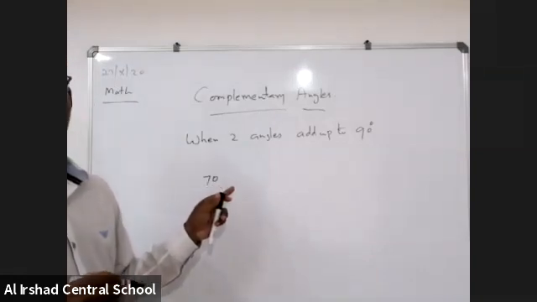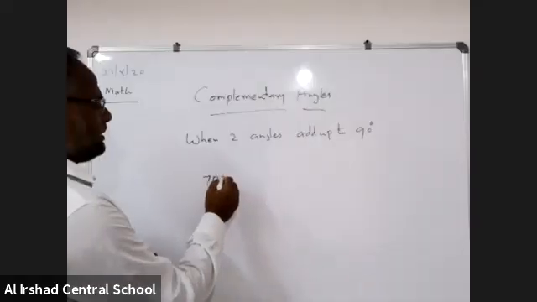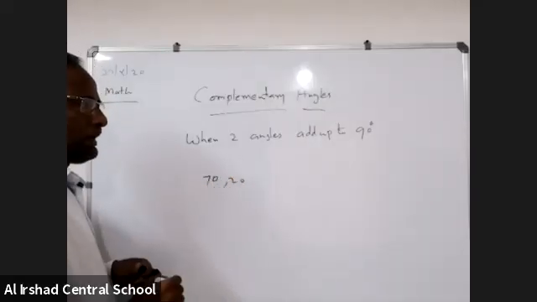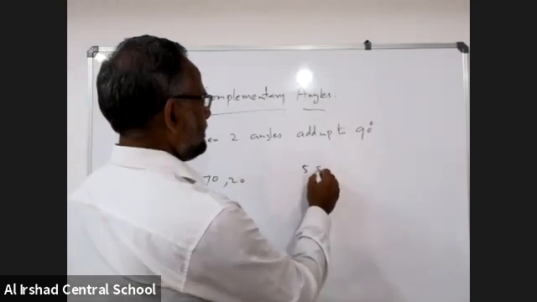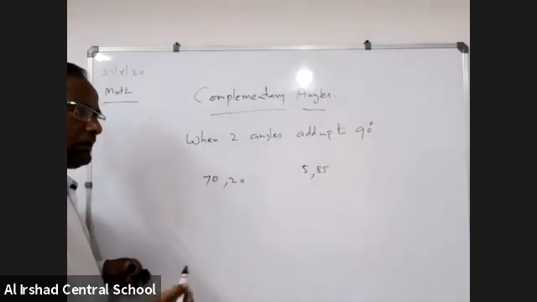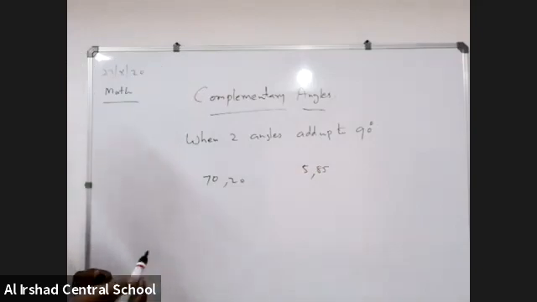What is the complement of 70 degree? 90 minus 70, that means 20. Complementary angle: suppose 5 and 70, that makes 85. Complementary angle we studied in class 7 and class 8.